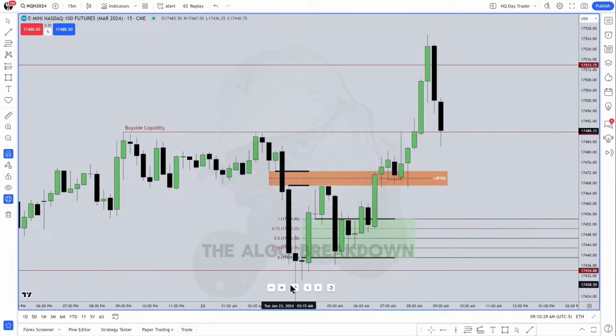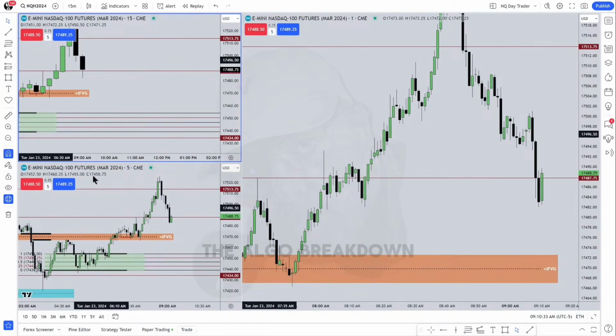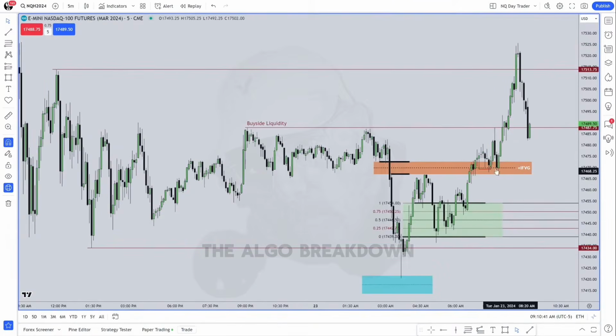Anyway, we're going to go down into the 1 minute chart. Okay, so now we have all the details over here on the 15. We can see the same thing being shown on the 5 minute chart. Look at the bodies. What are they respecting? Midpoint of that inversion fair value gap. That's a signature. That's a signature.